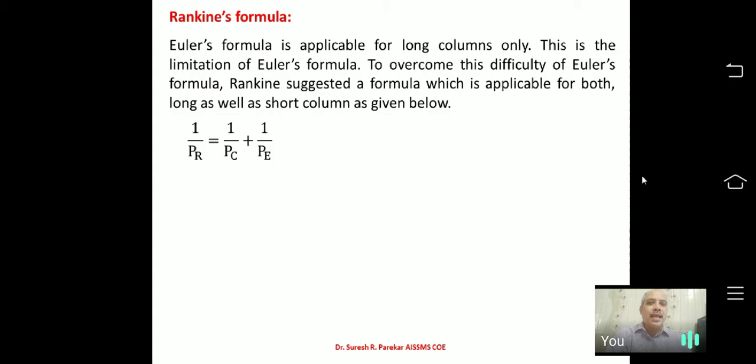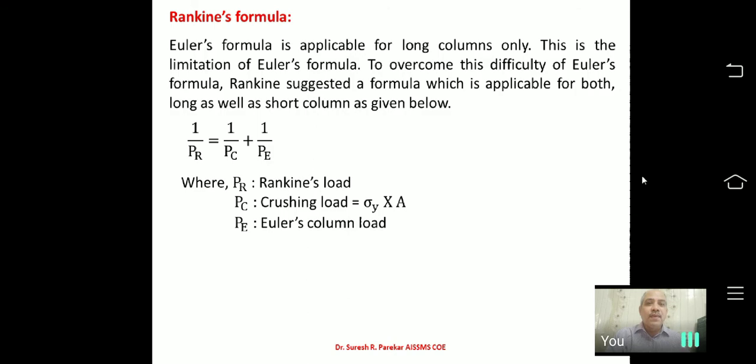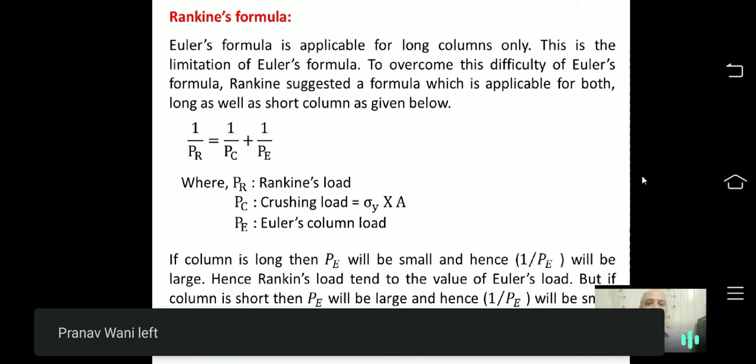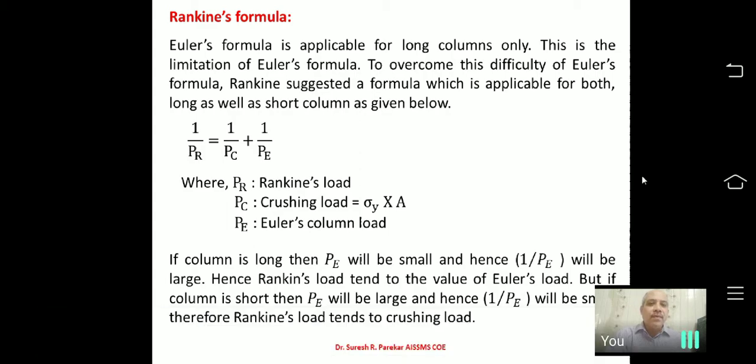So we have 1 upon PR equal to 1 by PC plus 1 by PE. Here PR is Rankine's load, PC is the crushing load, and PE is Euler's column load. Now if we have a long column, then our PE value is small, so 1 by PE is large, and therefore PR tends to PE, which is Euler's formula. And vice versa, if PE is large, then 1 by PE is small, and Rankine's load tends to the PC value.